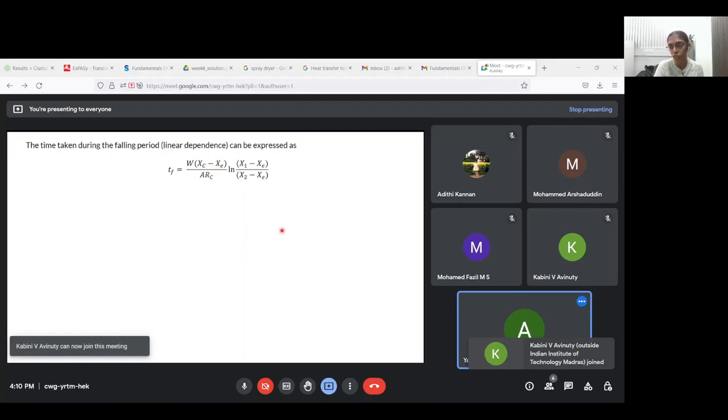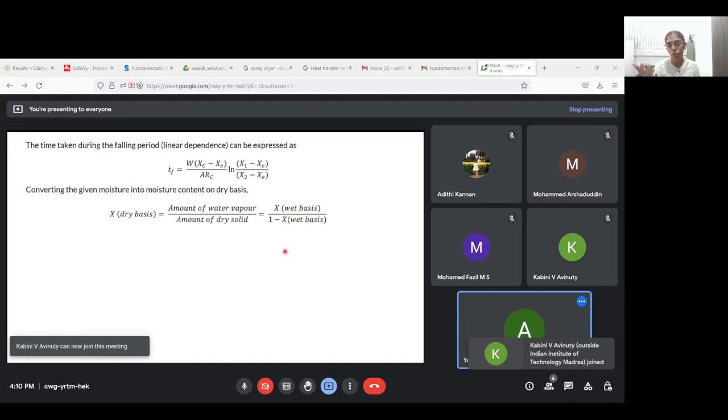We have all these variables as well. But the problem is that all of these are on a wet basis, so we need to convert them into dry basis. To convert moisture into dry basis, moisture on dry basis is equal to amount of water divided by amount of dry solid. Here you will not have total solid, you will have only the amount of dry solid. So this is equal to moisture in terms of wet basis divided by 1 minus moisture on wet basis. If you consider 100% to be your total amount of solid, let's say 35% is your moisture, then 100 minus 35 will be your dry solid, which is why we are having 1 minus x here.